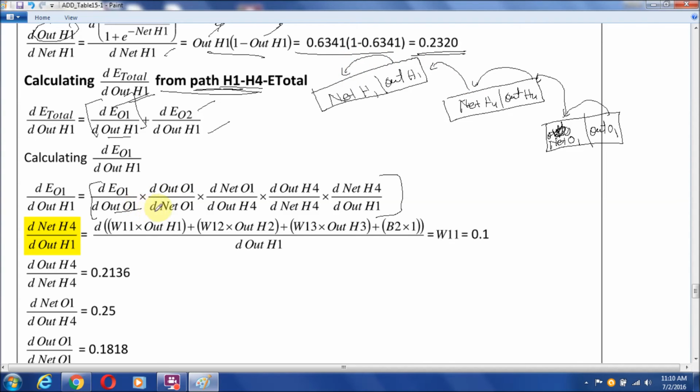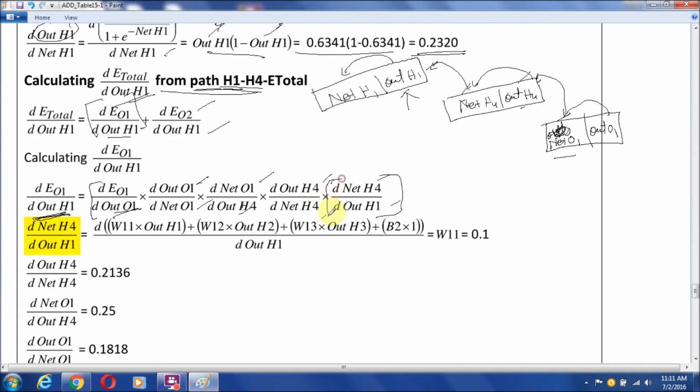So this is presented here in this chaining effect. We are going until here as our derivative with respect to out H1. So it will be out O1, net O1, out H4, net H4, and again net H4 with respect to out H1, and so on. Now we will calculate each of the derivatives.